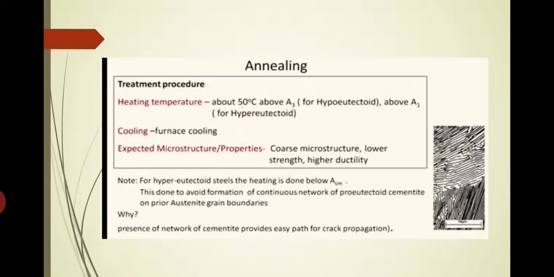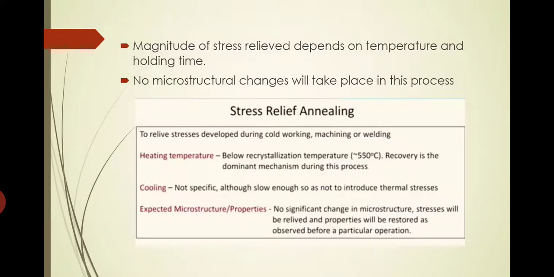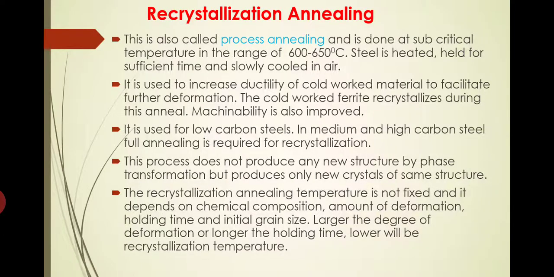There is no phase change, but recrystallization of course will be there since it is close to the lower critical temperature. This is also called process annealing. It is done at a subcritical temperature in the range of 600 to 650 degrees Celsius. Steel is heated, held for sufficient time and slowly cooled in air. That is what is happening in this process. It is used to increase the ductility of the cold worked material to facilitate further deformation. The cold worked ferrite recrystallizes during this anneal.